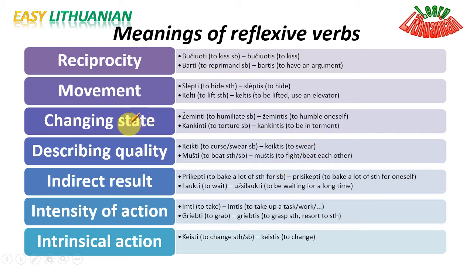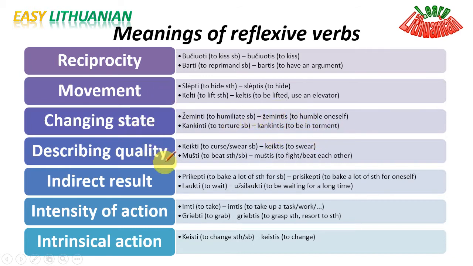The action, the state is changing here. The action is not directed to oneself. Kankinti means to torture, and kankintis means to suffer from others. It cannot only mean to torture oneself. It can mean to suffer. So be careful about those reflexive verbs when you're trying to guess the meanings, because they can be quite different, and not only the most logical ones. They may not be so logical. So kankintis, to suffer or to be in torment.